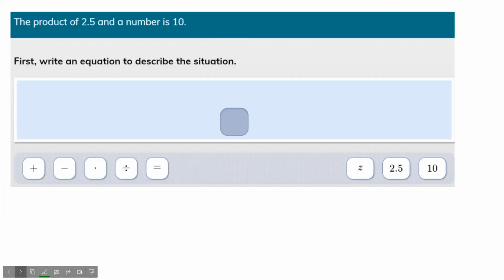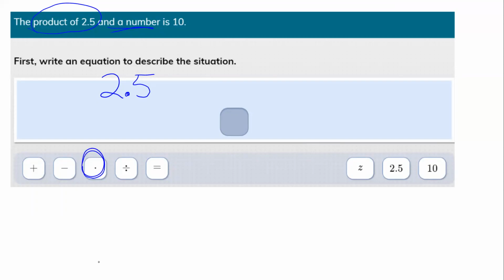The product of 2.5 and a number is 10. So we're talking product here, guys. Product, all right? Product means multiply. 2.5 times a number, right? We don't know what that number is. Now, by all means, they have a multiplication sign here. If you put the multiplication sign in, it's not that it's going to mark it wrong, it's just equivalent.